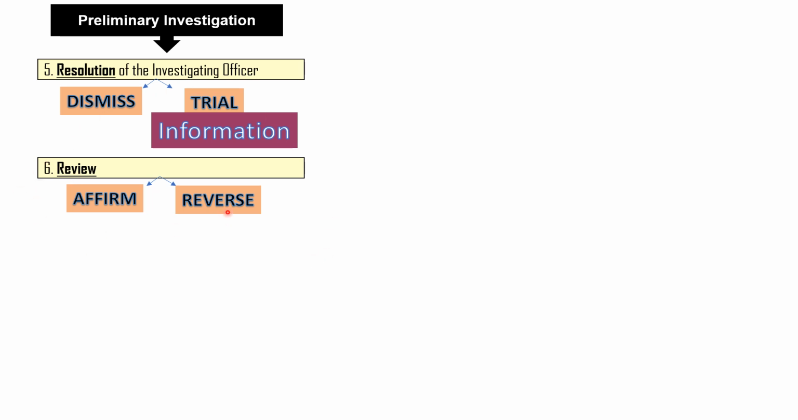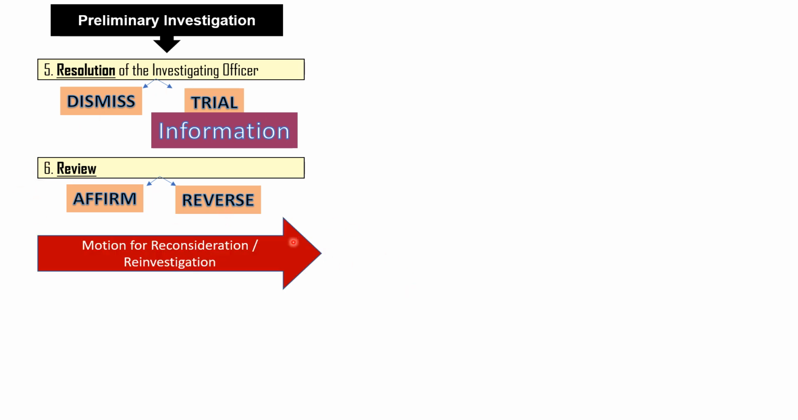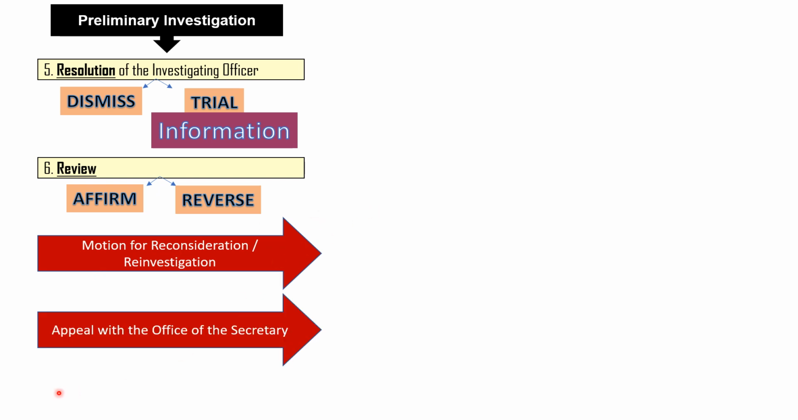And what is that remedy? You can file a motion for reconsideration, sometimes called a motion for reinvestigation. Take note that you can do this only one time, and you can also directly appeal with the Office of the Secretary. So let's discuss this remedy, appeal with the SOJ.